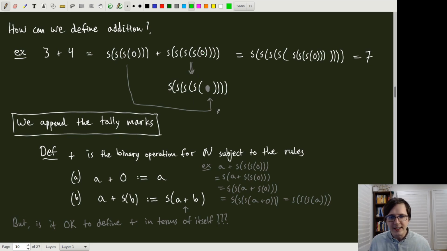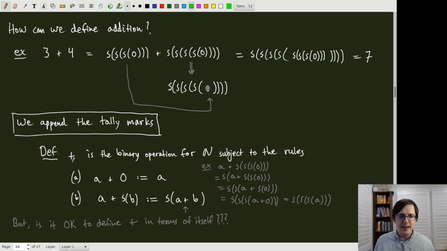So that's all well and good, but we somehow need to eventually use inductive definitions because this is really not a definition on its own. I've just shown you how to add 3 and 4, but we need to know this works in general. So here's an almost definition. I wrote it as a definition, but we're going to patch it up in the next slide.